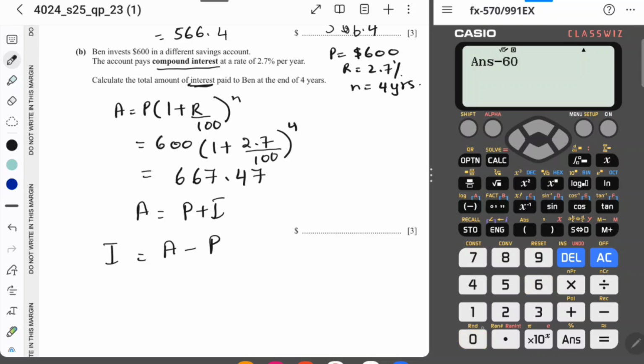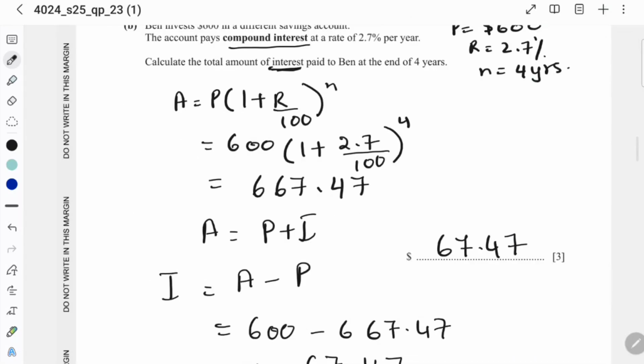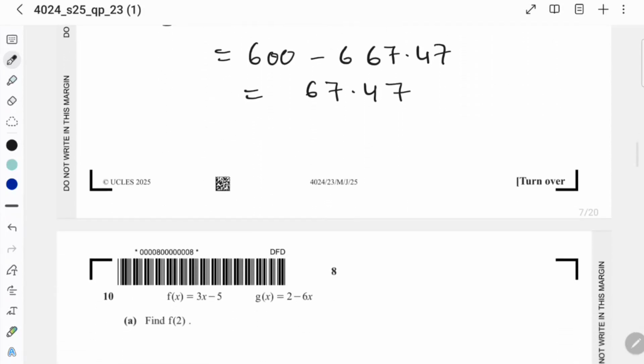Simply subtract 600, so that is equal to 67.47. Okay, 667.47 minus 600 is equal to $67.47. I just showed you the calculation on the calculator. In a few questions I'll do that.